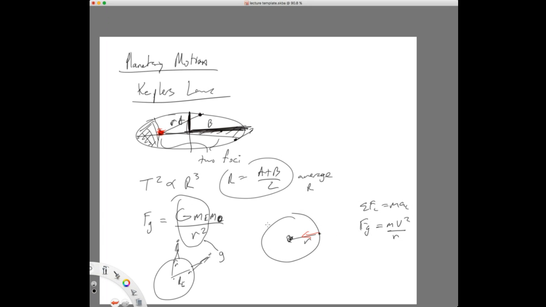Or if we're the Earth in orbit around the Sun, then this distance is the distance between the Earth and the Sun. So we have G, M Sun, M Earth over R squared, according to Newton. And the mass that appears on the right-hand side is the one that's moving in the circle. So that's going to be the mass of the Earth.